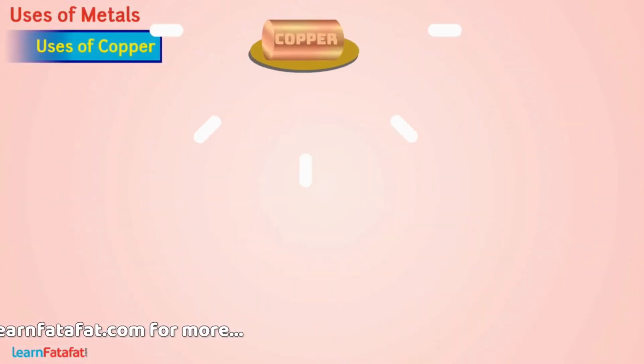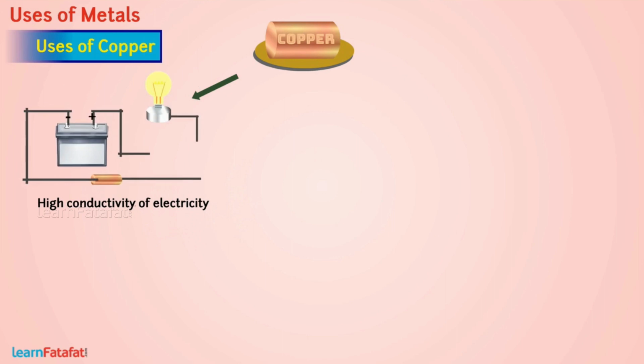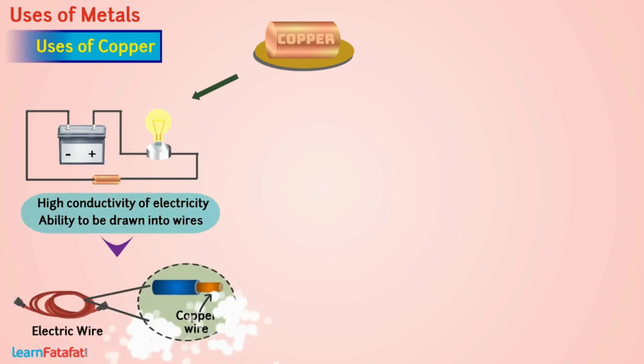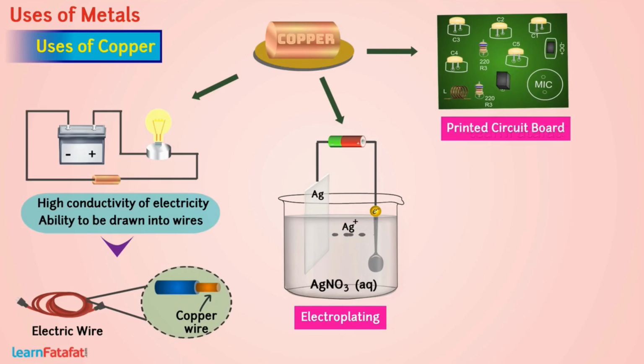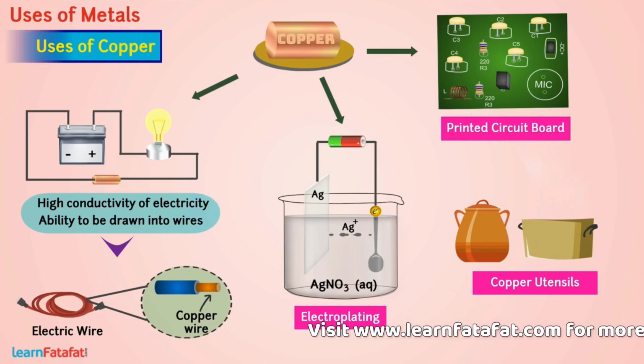Uses of copper. The most useful property of copper is high conductivity of electricity and ability to be drawn into wires. It makes copper suitable to make electric wires. It is also used for electroplating, printed circuit boards, etc. Many utensils are also made of copper.